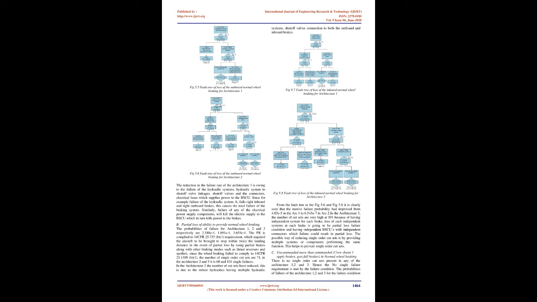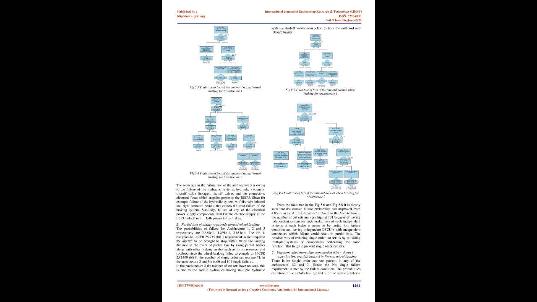Total loss of ability to provide normal wheel braking. In architecture 2, the probability of failure of the motive power can be seen improved, as shown in the fault tree of Fig 5.5, when compared with the fault tree in Fig 5.6, from 4.85 E-5 to 6.542 E-7.